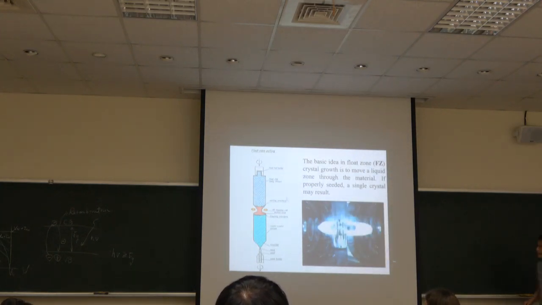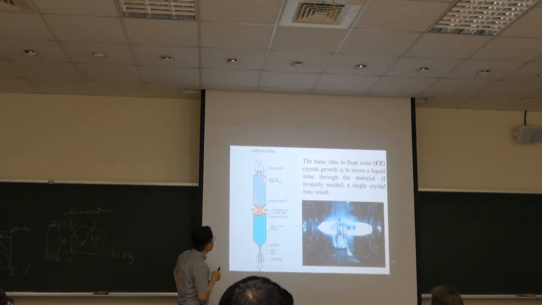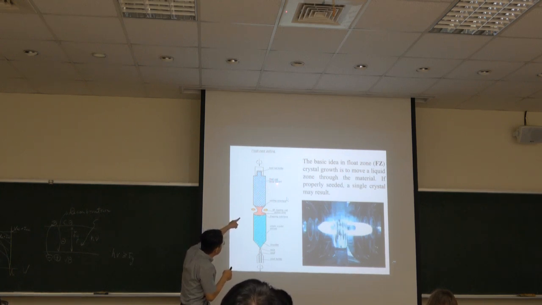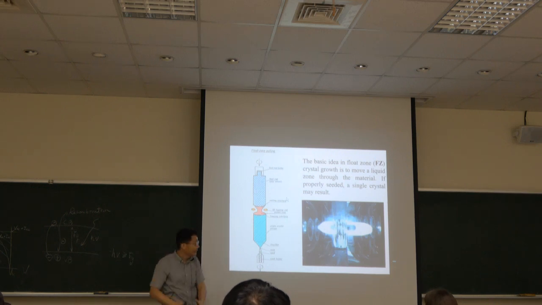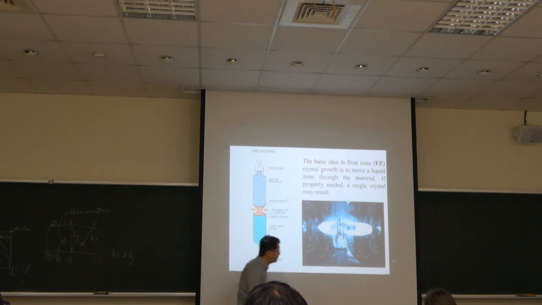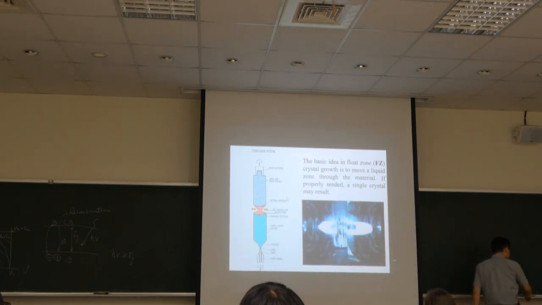So for the float zone, we just require a heating coil outside here. As you can see, we just have to provide, for the top side, a polycrystal ingot silicon. And the bottom side actually is a seed.